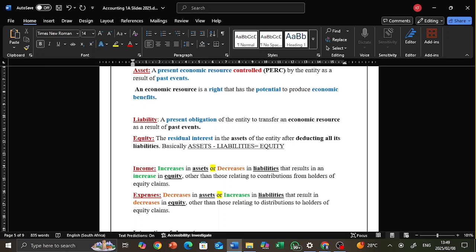Yes, someone said, I also saw somewhere where they say equity is the shareholder's interest. That is correct. Okay, right.